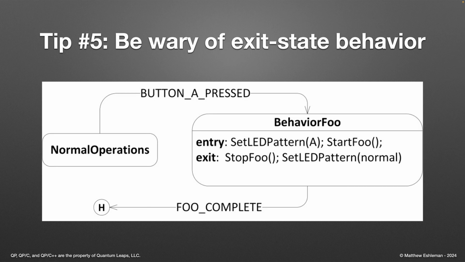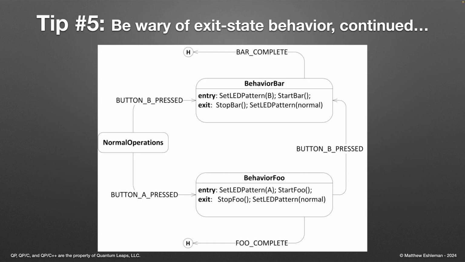So let's take a look at this example. We enter, we set that pattern to A, set LED pattern to normal on the exit. Well, that's all fine and good and dandy. In this example, everything's going to be just fine. But then somebody ends up adding another state. So now we have foo and we have bar. And we notice somebody probably just copy and pasted some code. We did remember to change set LED pattern to this new pattern B in the behavior bar state. And in both cases, when we exited, we set the pattern back to normal.